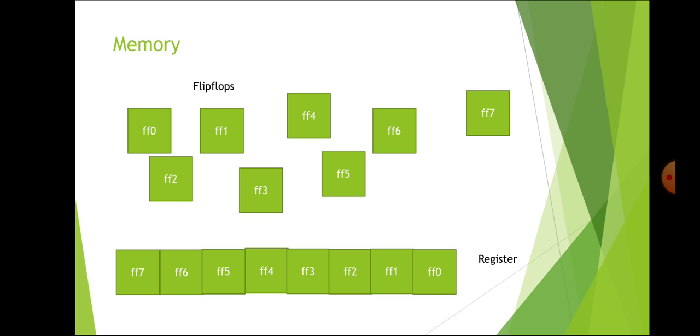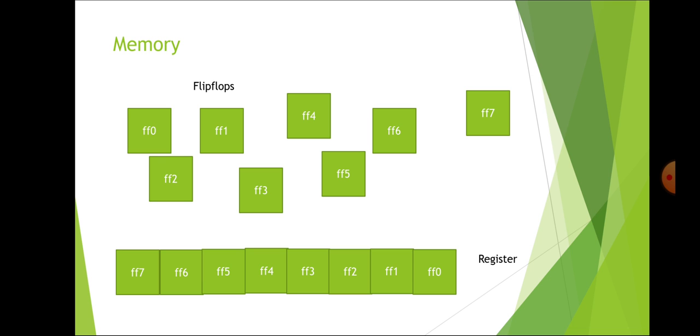Now I already told you that we are going to explain the memory. In digital electronics you learned that one bit of memory can be stored in a flip flop. So a flip flop can store one bit, right? You can see there are different flip flops. I have taken here 7 flip flops, and each flip flop stores 1 bit. So what is the meaning of this?